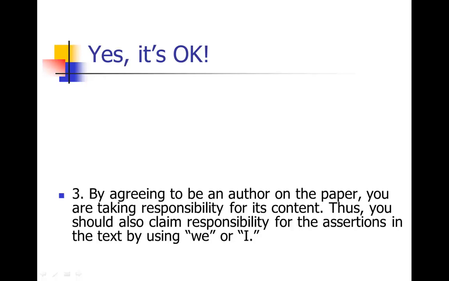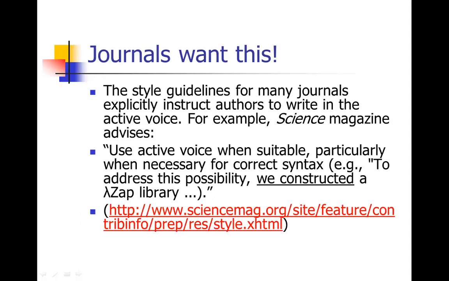Now, maybe you're not convinced by any of those reasons, so I'm going to give you a much more practical reason why you want to use we or I. And that's simply that this is what journals actually want you to do. Journal editors recognize that the active voice is much easier to read, and they want people to read their magazines, their journals. So the style guidelines for many journals explicitly tell you to write in the active voice.